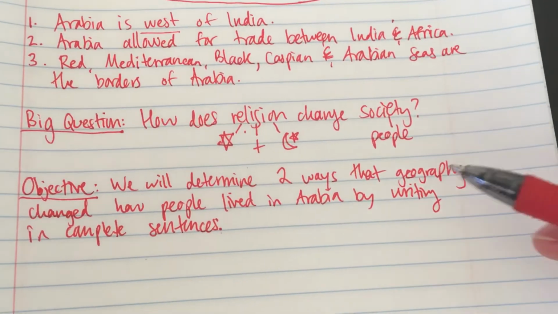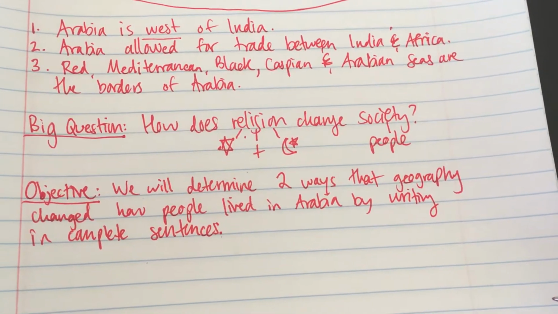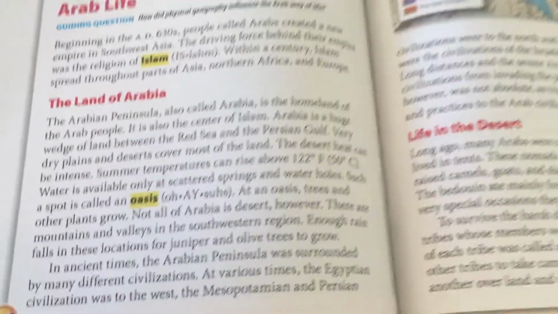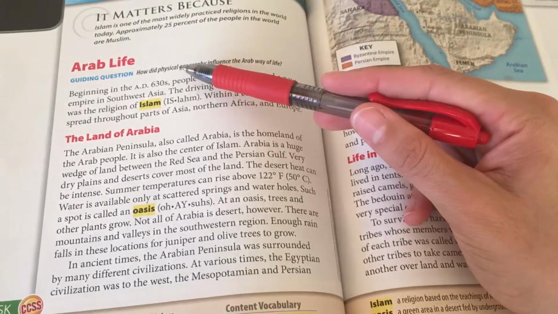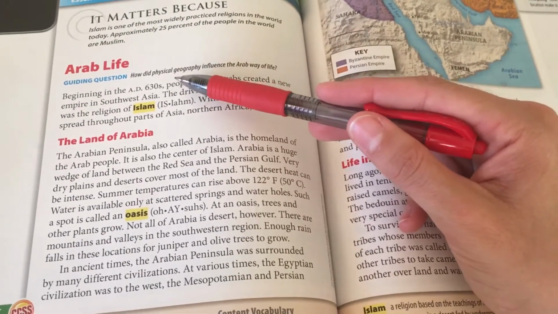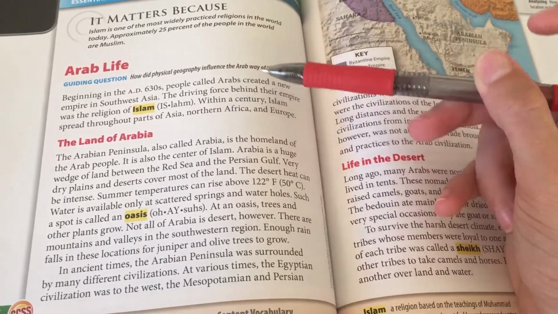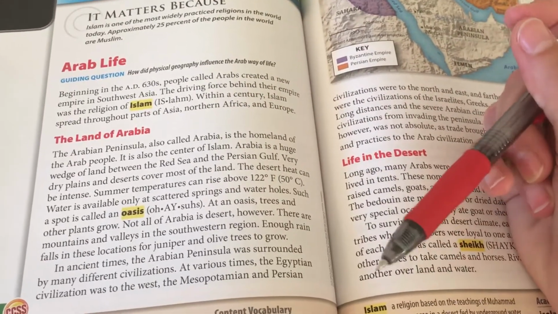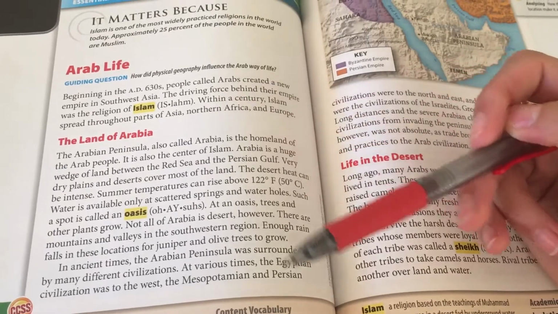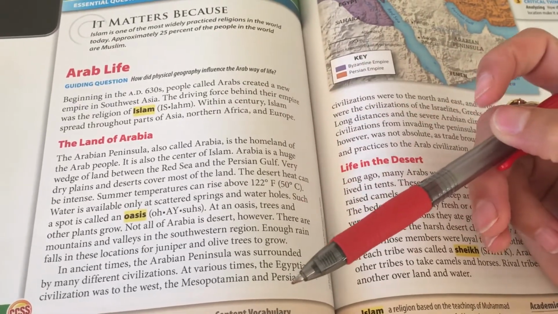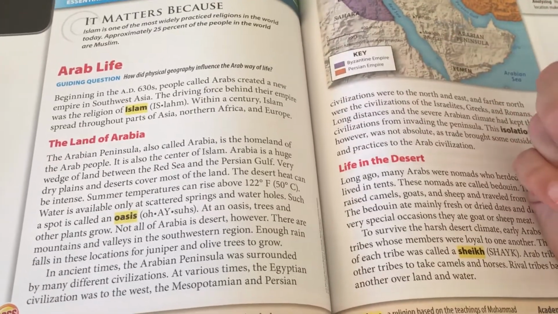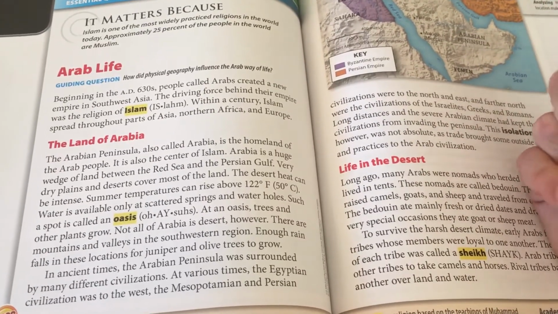Okay. So now that we have our goal for the day, we want to think about how can we use our text to help us. So we're going to go up here and we see that this is all about Arab life, right? And the guiding question here is, how did physical geography influence the Arab way of life? So we're thinking about how geography changed how people lived. So let's keep reading, and as we read, we'll make sure that we use our vocabulary strategies, and we'll also make sure we're gathering evidence to help us answer this question for our objective of how geography changed the way people of Arabia lived.